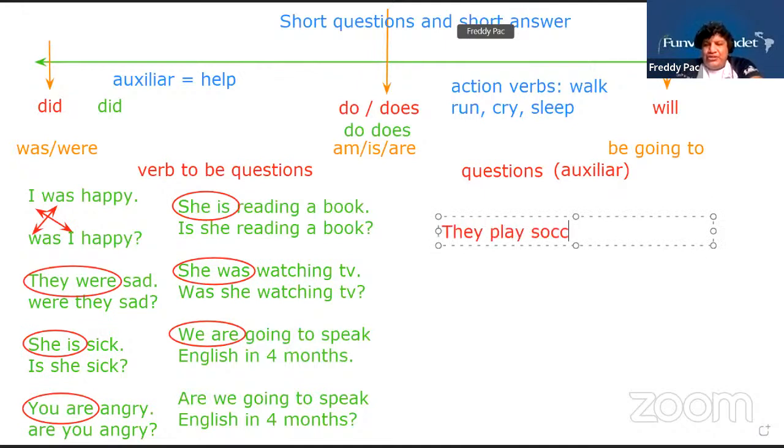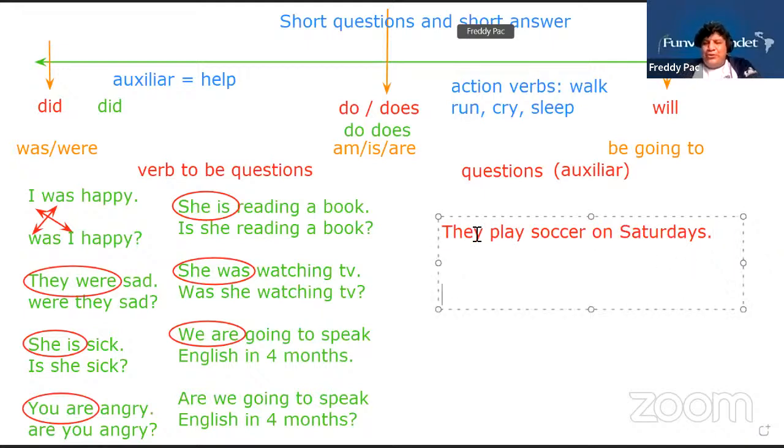They play soccer on Saturdays. Remember that I am using a day, the day always with capital letter. Okay, Neisa. What do I do to create this sentence into a question? Do they play soccer on Saturdays? Very good.